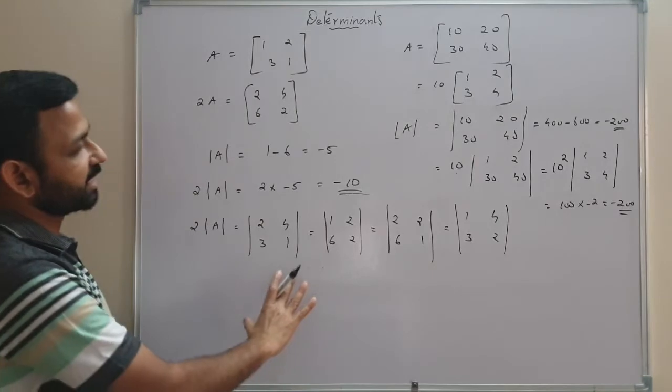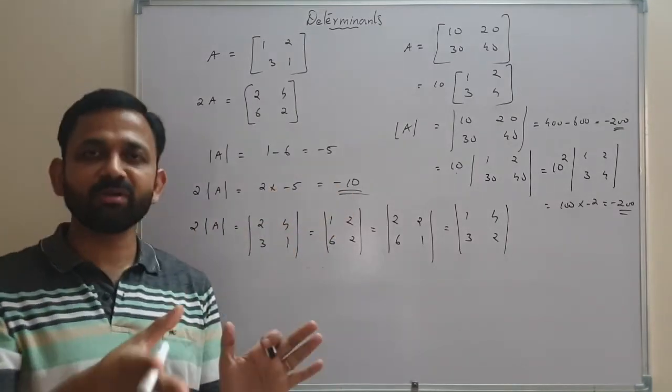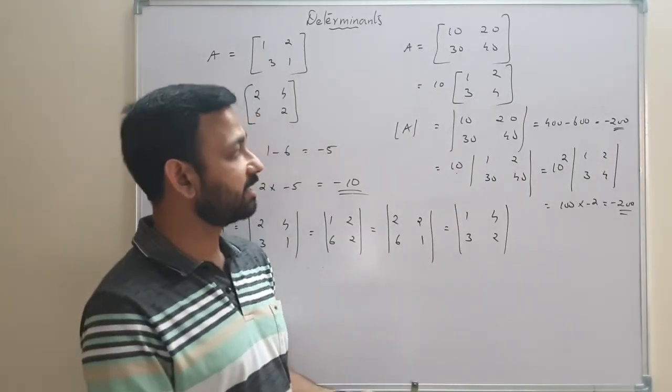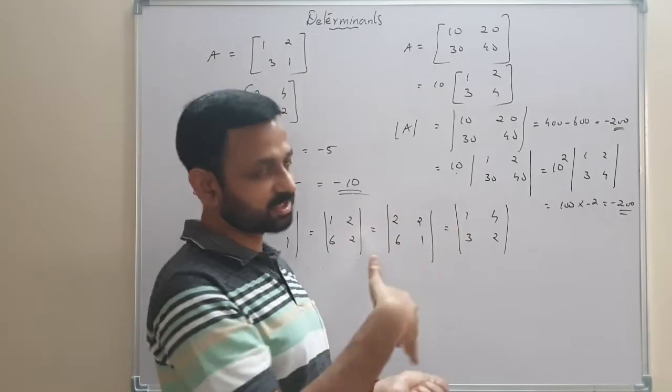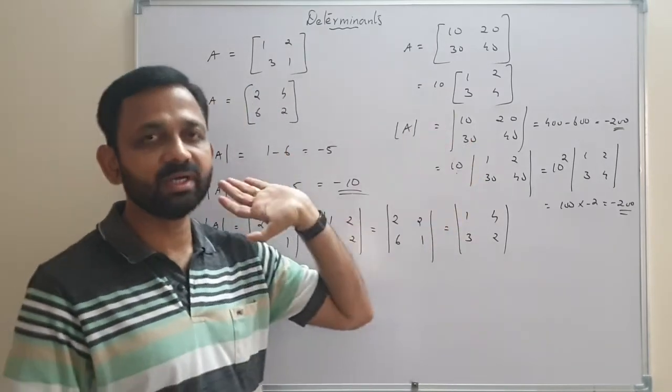So in multiplication, if we multiply any one row or any one column by a scalar quantity, and similarly when we take a common term outside from a determinant, we have to take it from any one row or any one column.